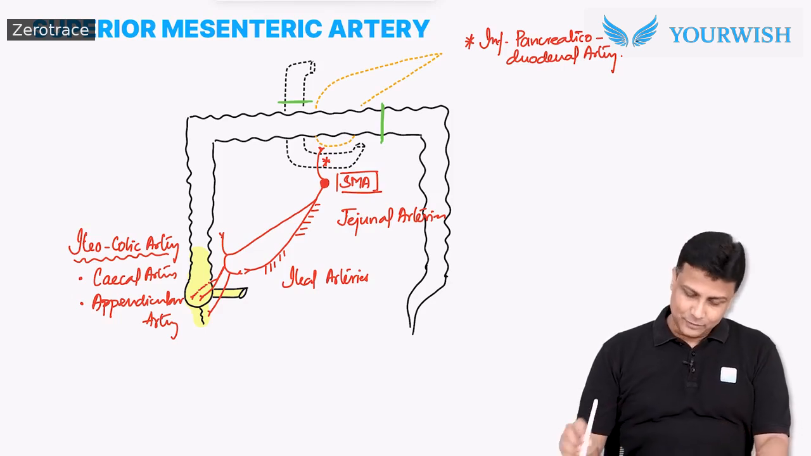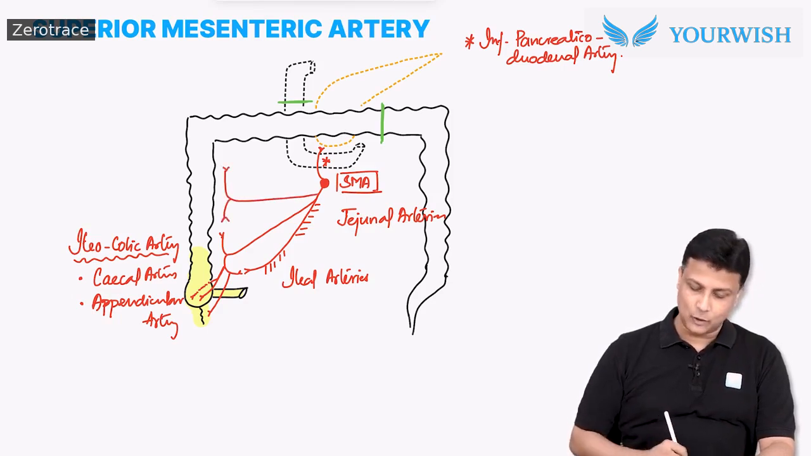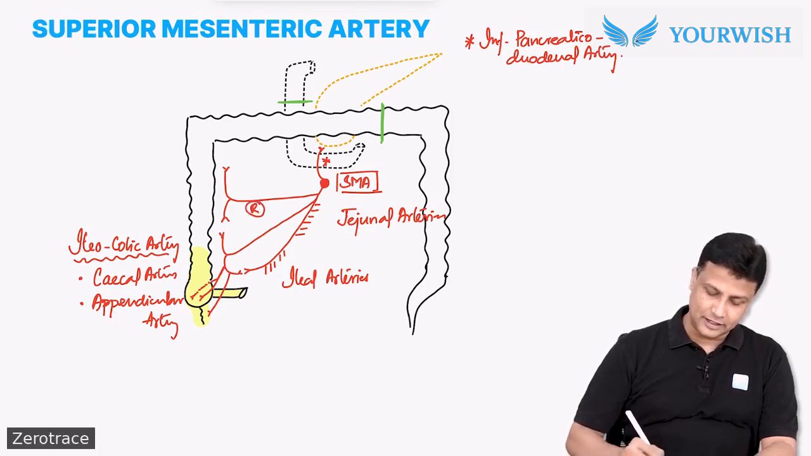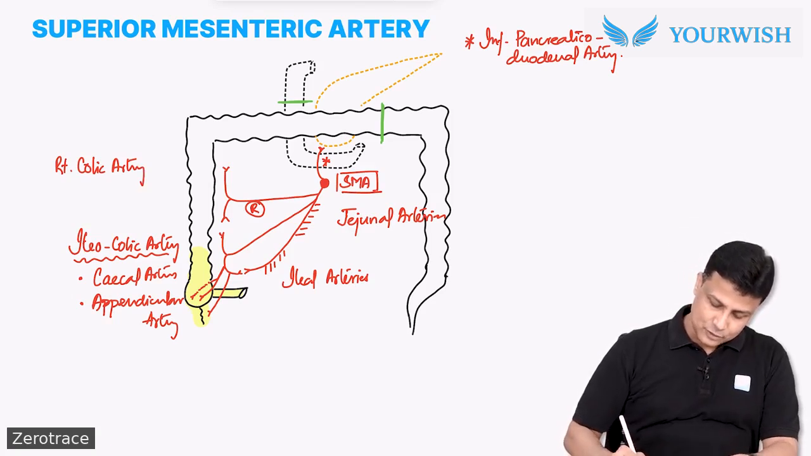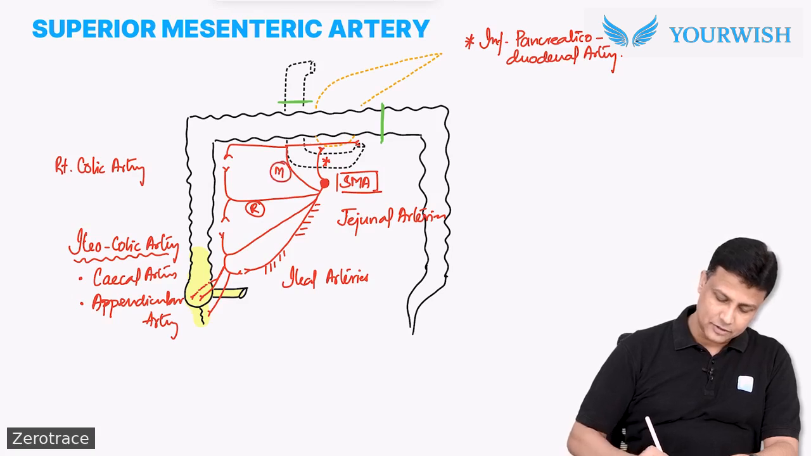Fine. So therefore, my dear friends, the superior mesenteric artery will also give a branch, and this branch will go here and supply the ascending colon. That is the reason why this one here will be the right colic artery. I'm just writing R here. R here stands for the right colic artery. Perfect. And then similarly, the superior mesenteric artery will also supply the transverse colon here. I'm just writing M here, and this M stands for the middle colic artery. Middle colic artery, that's all.